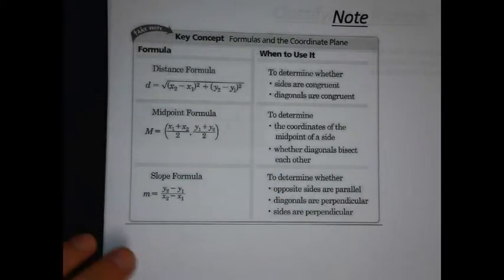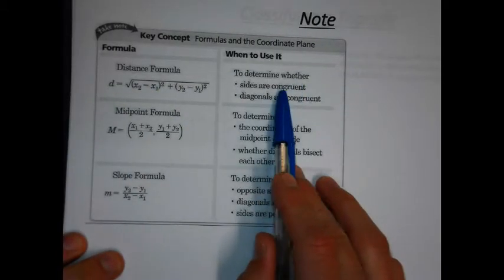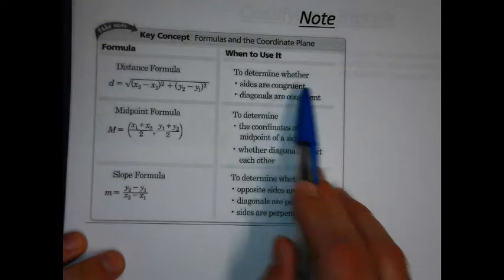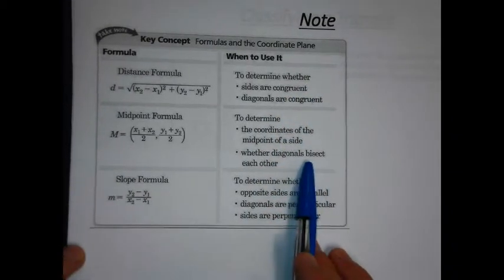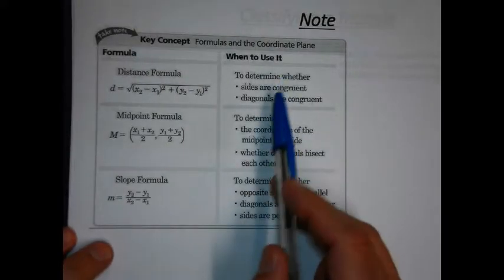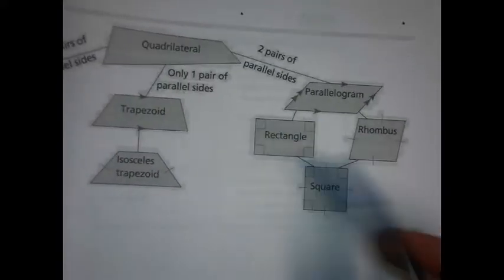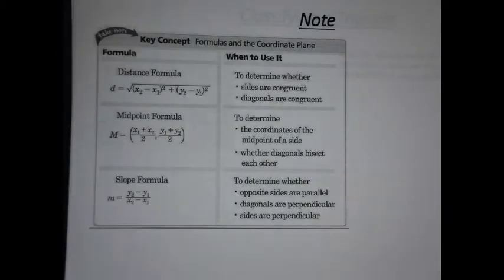So why are we going to be using that? Well, we're going to be using that to determine whether sides of a polygon are congruent. We're also going to use that to see if maybe diagonals are congruent, because what do we know about congruent diagonals? Rectangle. Oh yeah, I remember that, right? So all this stuff comes back. So we're going to be using the distance formula.